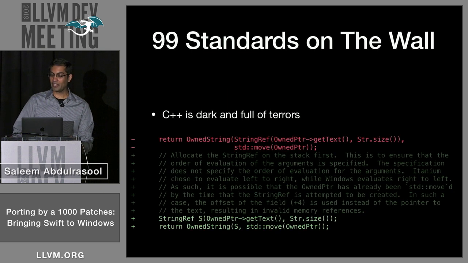Other times, evaluation of a parameter would alter state. A subsequent call for the next parameter would now return a different value. Here, the class member owned pointer would be moved prior to the data access for the construction of the string ref, which would now attempt to access invalid memory. For the use after move, Clang-Tidy provides a check which can catch this type of issue.